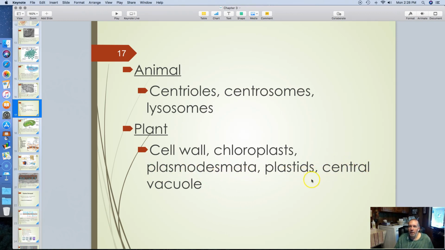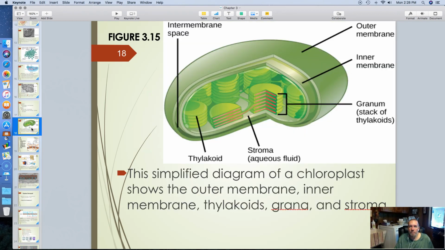And also another obvious difference is that plant cells have what's called a central vacuole, which is kind of a big empty space, which can be used for storage. So whereas our cells don't have storage devices inside of them, plant cells do have these storage organelles called vacuoles.